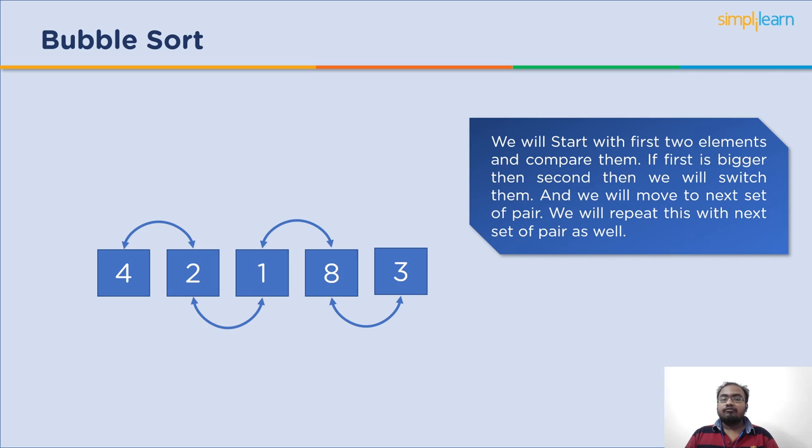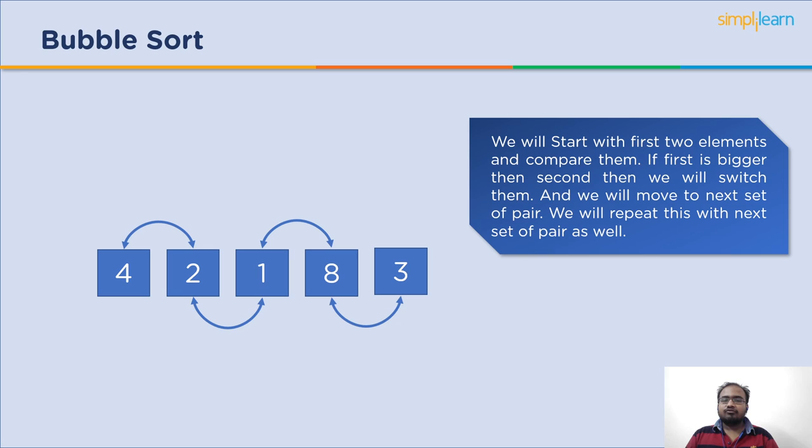Now we will not go back to 2 and 1. We will continue on to the next pair. So the next pair will be 4 and 8. We see if these are in the correct order. Yes, they are. Then we will move on to the next one and we will check between 8 and 3. In 8 and 3, the 3 is smaller, so we will switch them. So the new array will become 2, 1, 4, 3, 8.